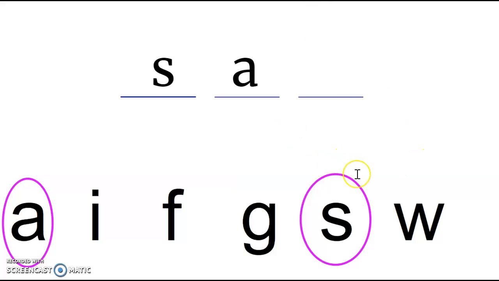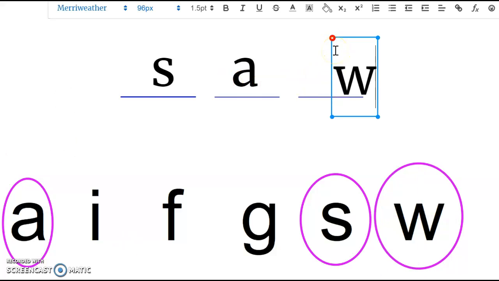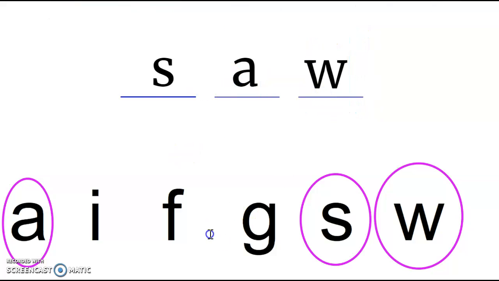The last letter of this word makes the W sound. W. Can you find the letter that makes the W sound? If you chose letter W, you're correct. Our third letter is W. S-A-W spells saw. Saw.